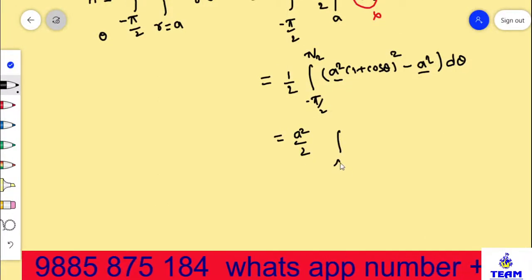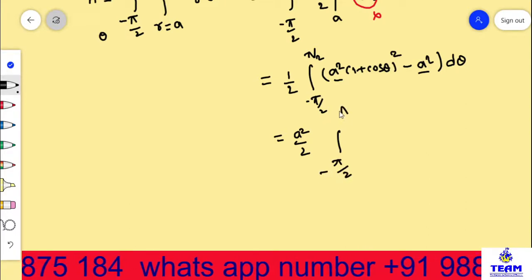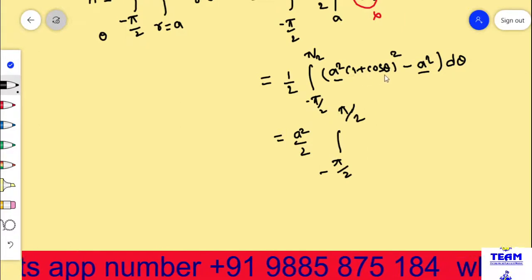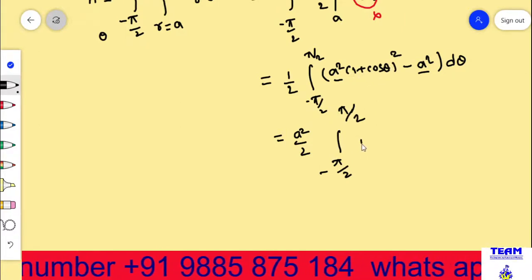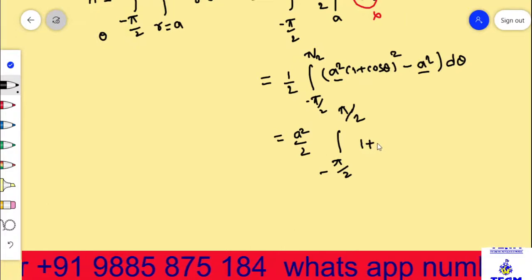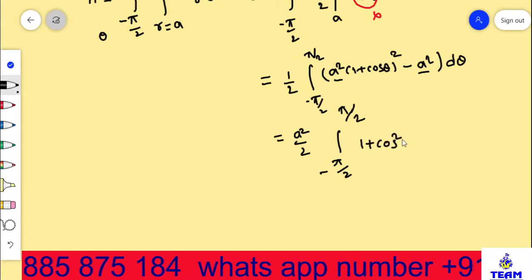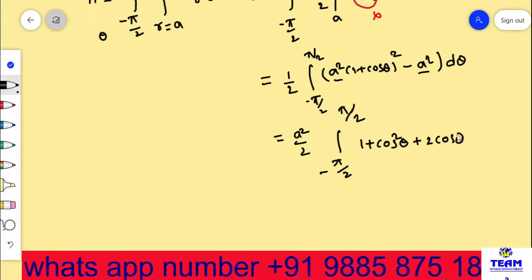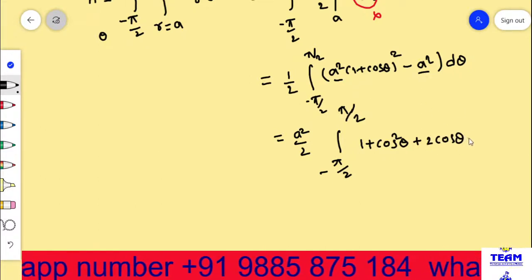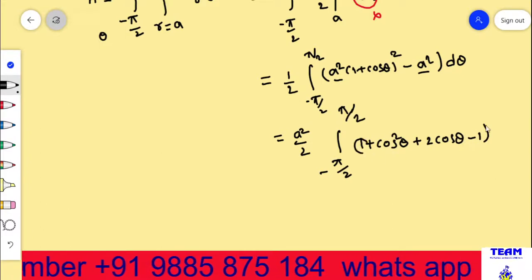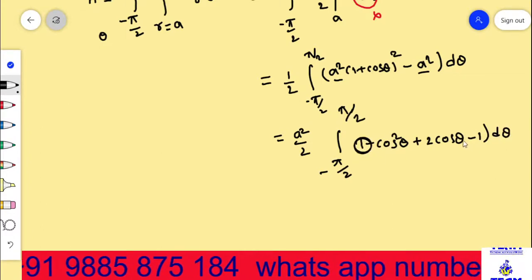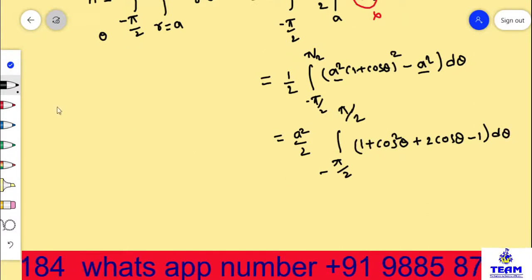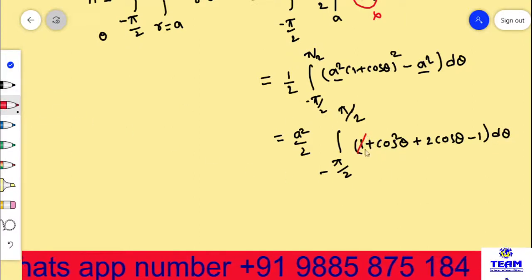And the limits are from minus pi by 2 to pi by 2. You split this one, friends, using the 1 plus a plus b whole square formula: 1 plus cos square theta plus 2ab, which is nothing but 2 into cos theta. Here you take a square as common, so you will have minus 1 into d theta. Friends, you see here, this is plus 1 and we have minus 1.